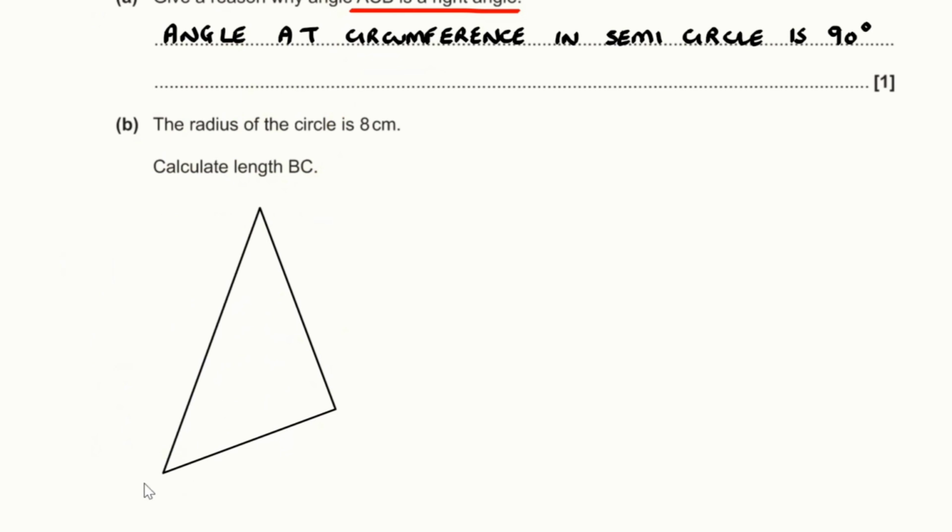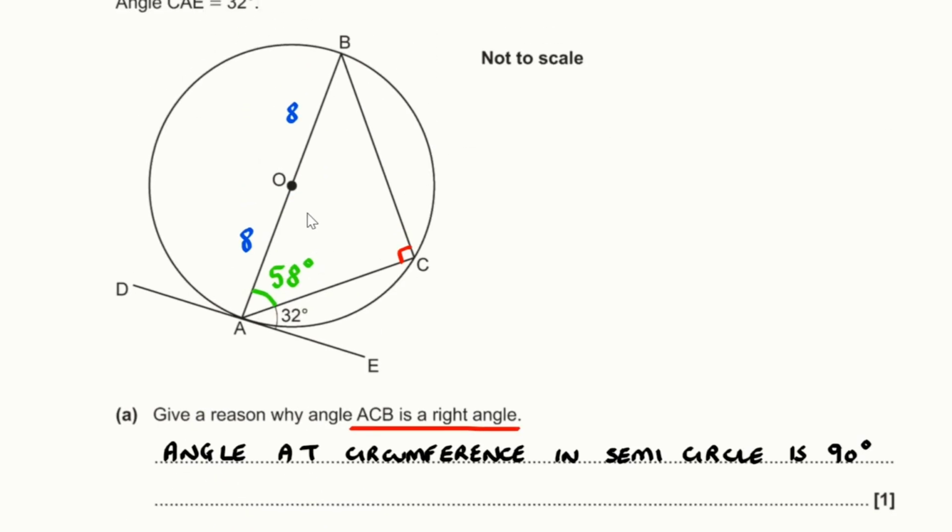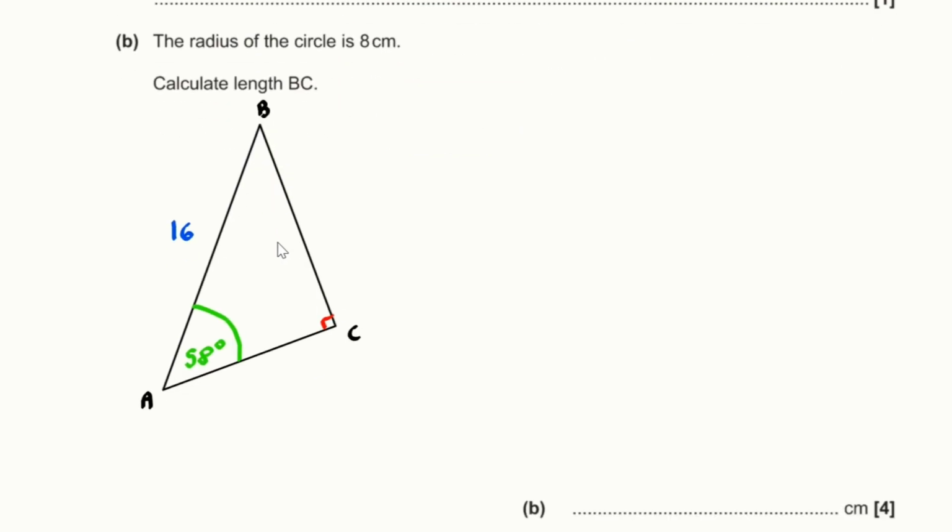So here we've got A, B and C. We know here we've got 58. We know here we've got a right angle. 8 plus 8 is 16. We've got 16 here because we've got 2 radii. And therefore, for BC, we've got the opposite, the hypotenuse given. So BC will equal 16 sine 58.